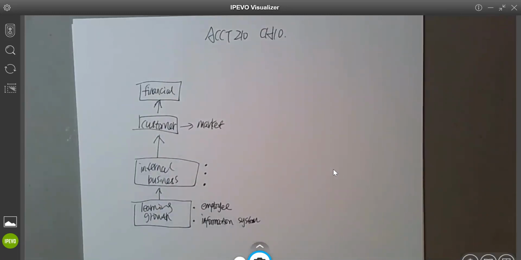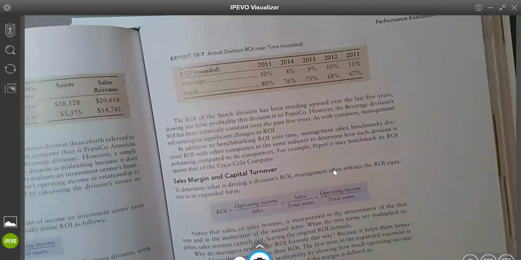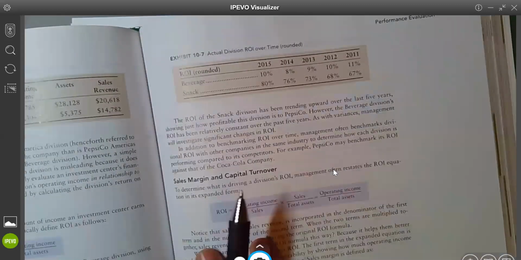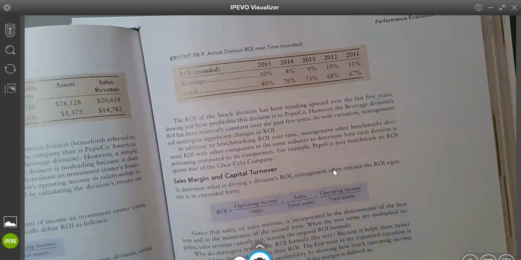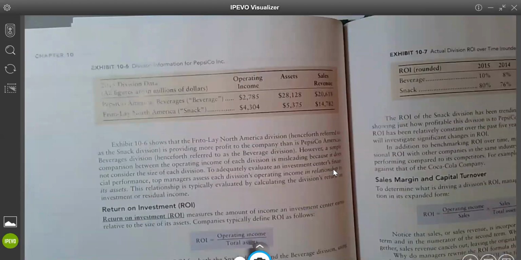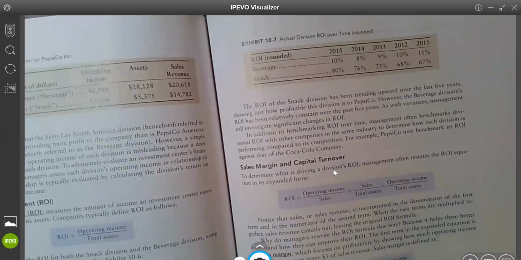If you have your textbook, I have my textbook with me. Sorry about that. So you definitely need to know all this calculation from page 592, like ROI, and then sales margin, and then capital turnover. In the lecture video, we just did all this calculation, all these formulas: ROI is this divided by this, sales margin, this divided by this, capital turnover.